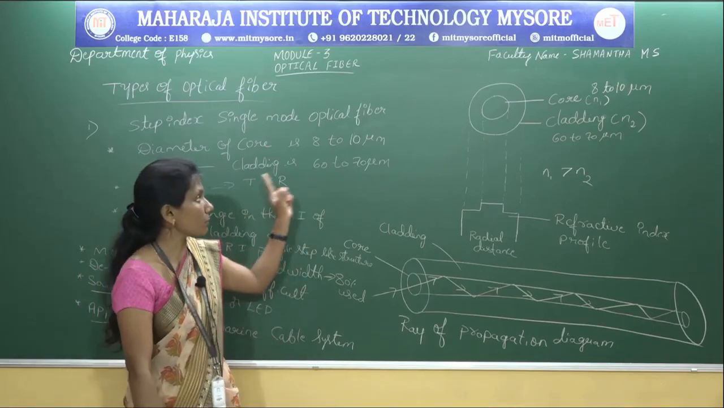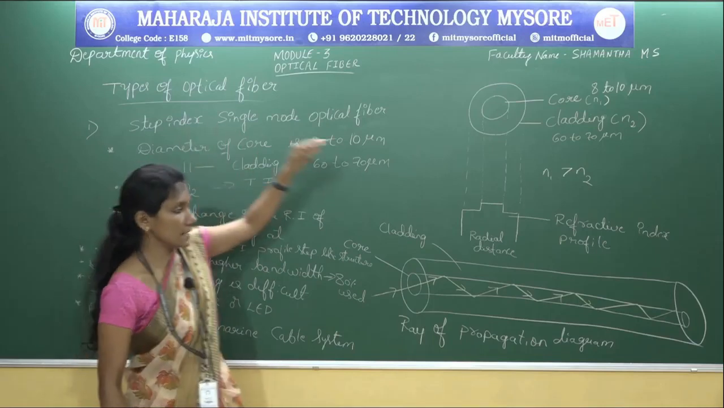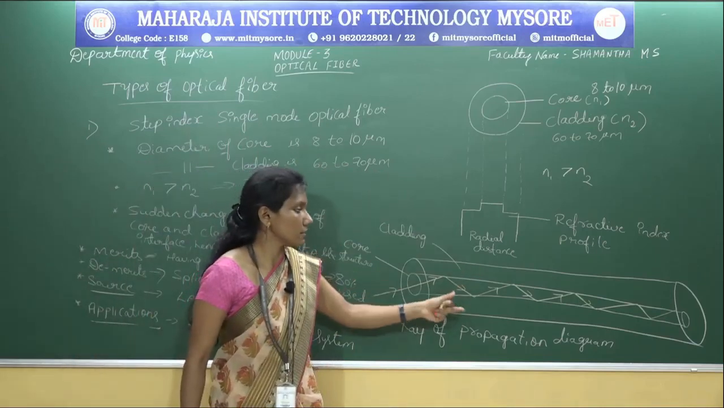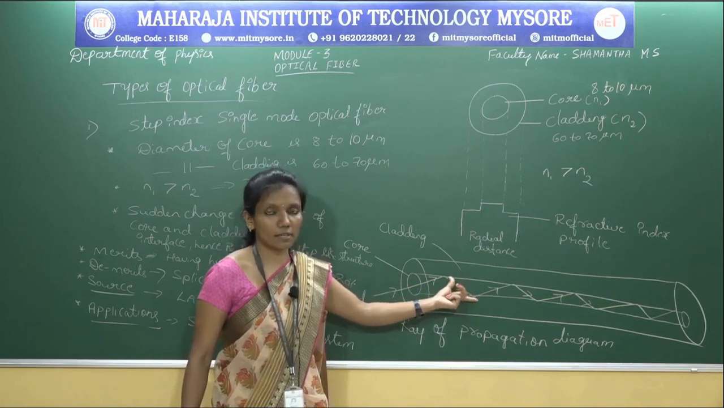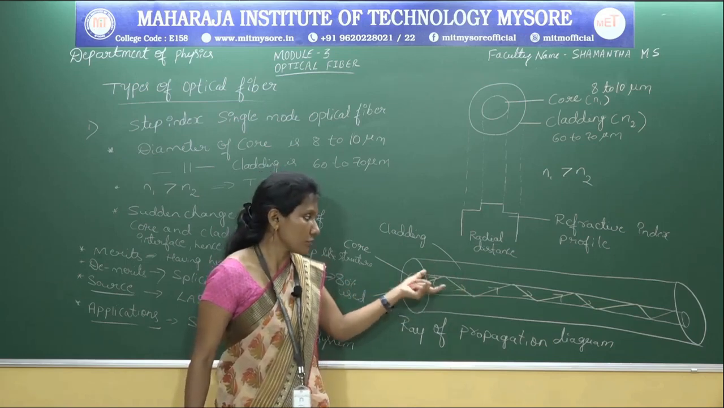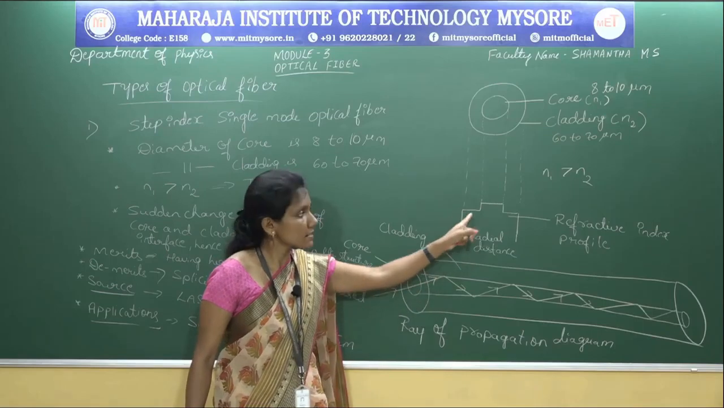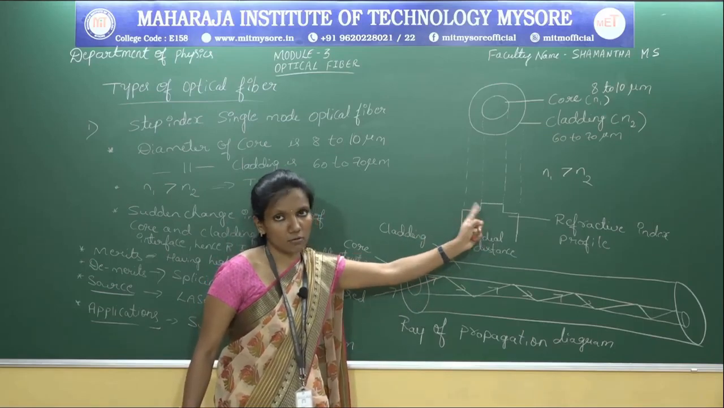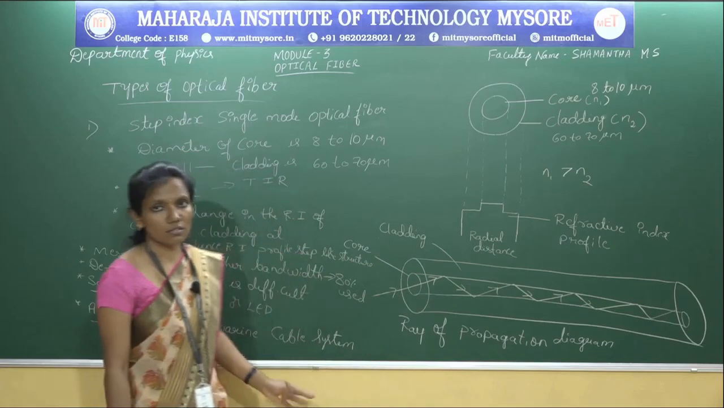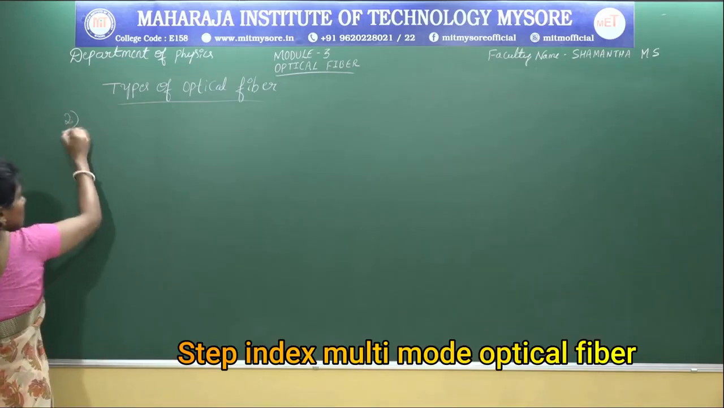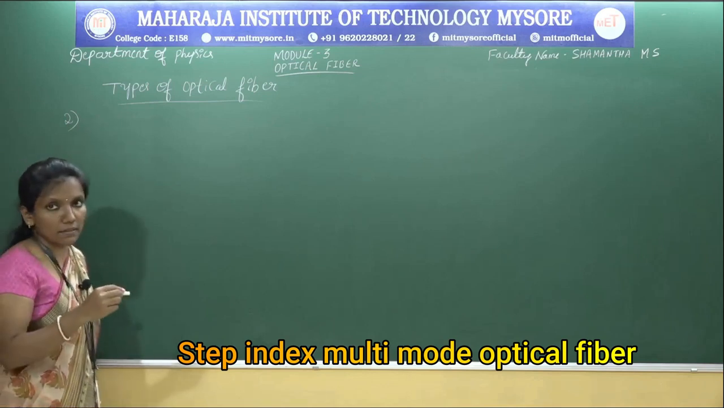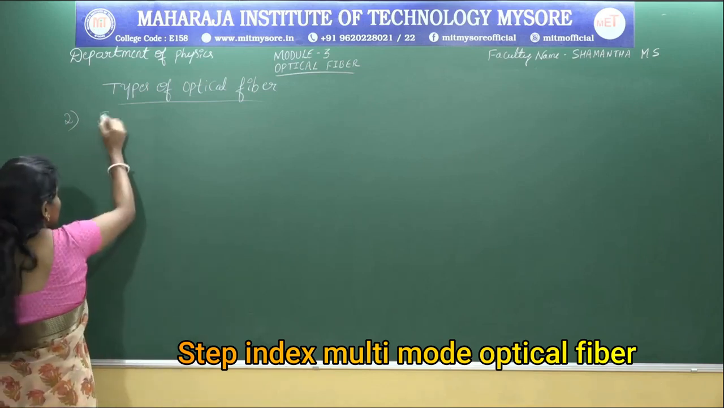Step index, single mode optical fiber. Step index indicates that only a single ray passes inside the optical fiber, because the core is narrow. That's why it will take a step-like structure inside the optical fiber. So this is the step index, single mode optical fiber. The second one is the step index multi-mode optical fiber.